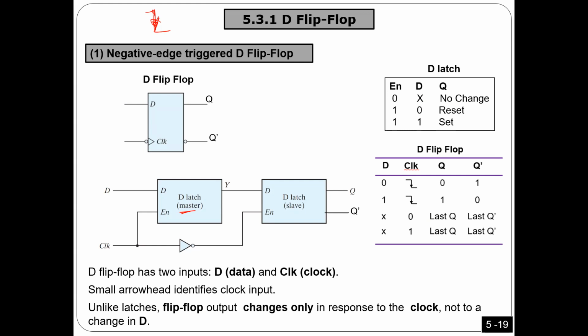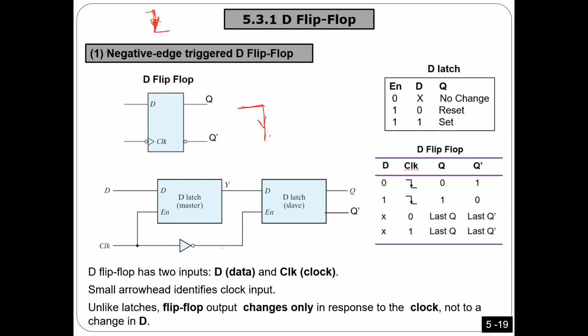Think about it. Because of this inverter, the two latches cannot be enabled at the same time. True or false? For sure, it's true. You got what I'm saying? Because if I put here a 0, this one is disabled, and here is 1, so this one is enabled. And if I put here a 1, this one is enabled, and this is a 0, so this one is disabled. So based on the value of the clock you have here, only one of them is enabled, and the other one is disabled.